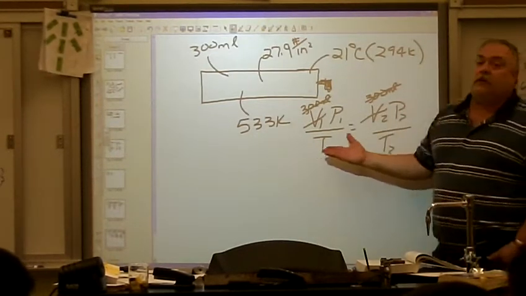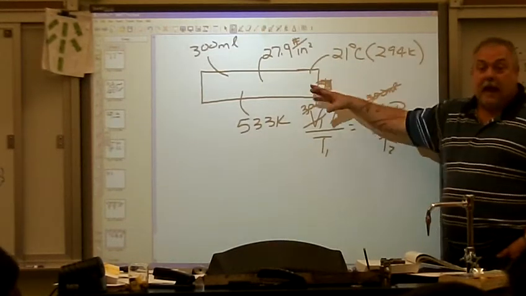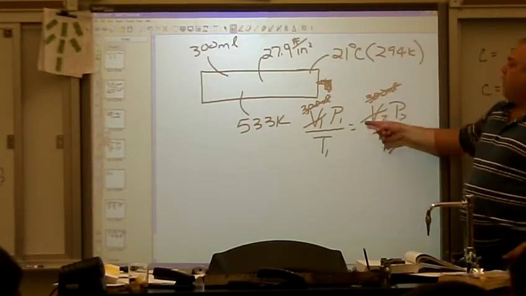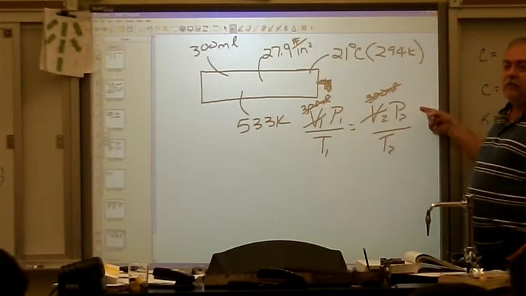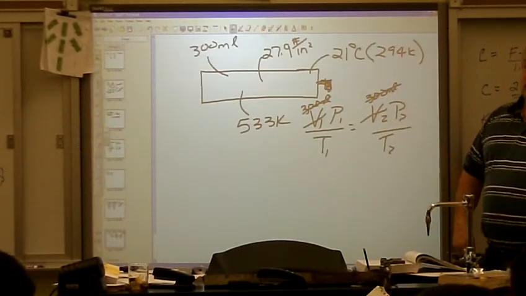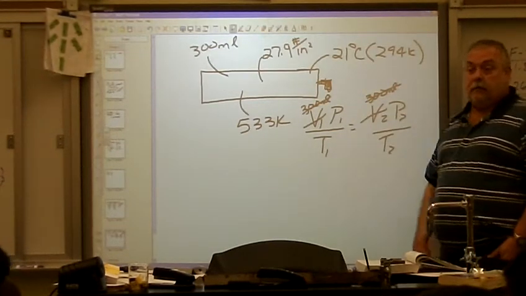Right. And so just by using the combined gas law, I can plug in all the numbers I have, and the volumes cancel. And what are you left with? P1 over T1 equals P2 over T2. Which just so happens to be Gay-Lussac's law. And we solve it exactly the same way.